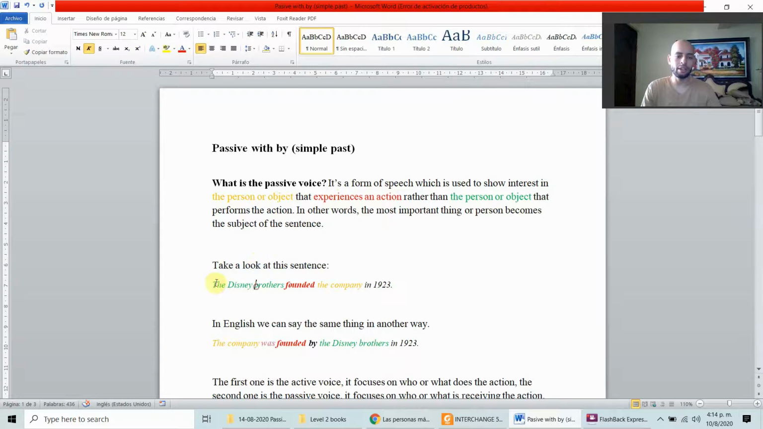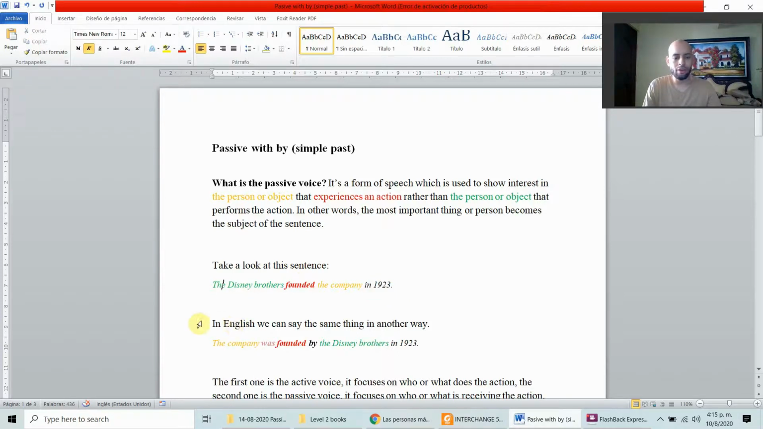Let's take a look at this sentence. The Disney brothers founded the company in 1923. The subject of the sentence is the Disney brothers. The verb is founded, and the company is the object of the sentence. The Disney brothers founded the company. The action of founded is received by the company. In 1923 is just a complement.